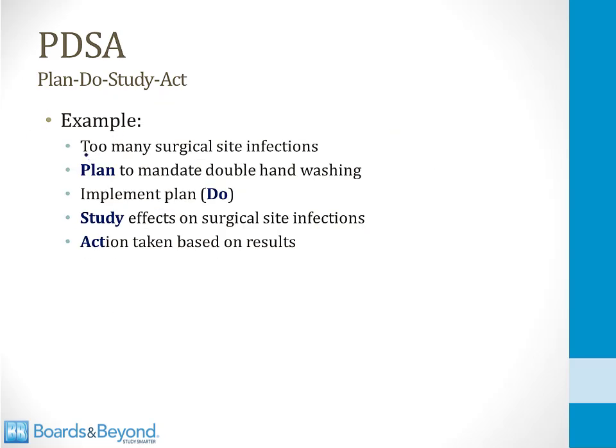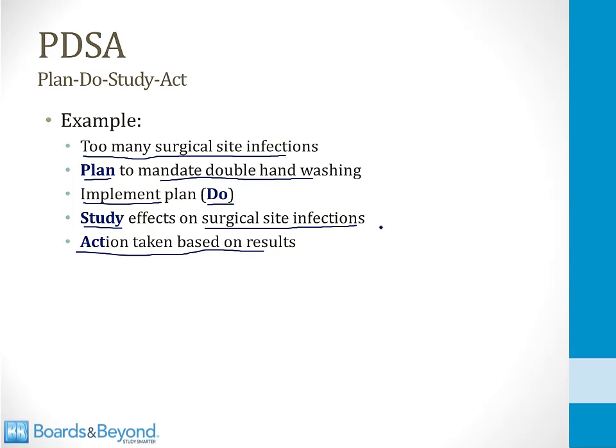So, for example, suppose your hospital had too many surgical site infections. You could plan to mandate double hand washing to try and limit the site infections. You would then implement the plan, that's the do. You would then study the effects on surgical site infections and see if your plan worked. And then you would take action based on the results.